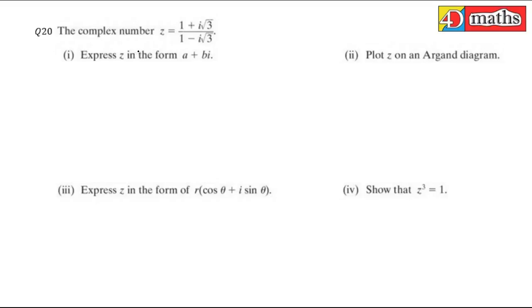The complex number z equals 1 plus root 3i over 1 minus root 3i. Express z in this form. Okay, so this is what I have. I'm going to write it a little bit differently. I'm going to put the i at the end. That's what I'm used to doing.